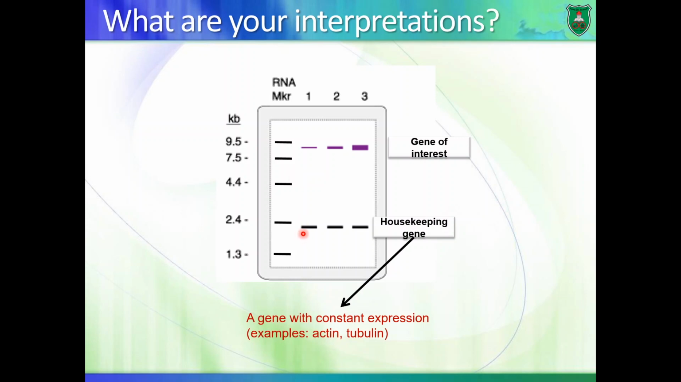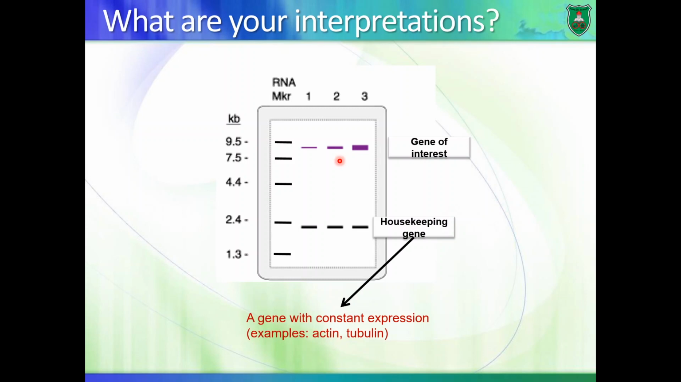So that's a proof that the total amount of sample that I'm loading in these wells really is the same for all these samples. So the increase that I see in here is real. This is a ruler that I use to prove that the amount of total messenger RNA is really the same in all these 3 samples, and the increase that I see in here is a true increase.